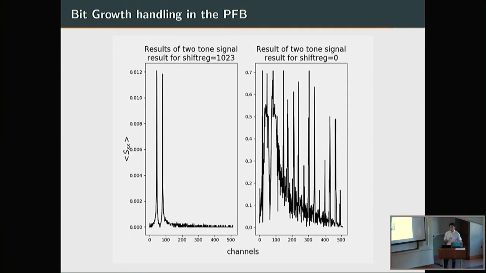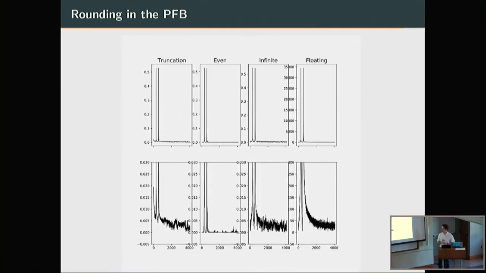Now, this is something to optimize for. You don't want to overshift, because you lose your noise and your signals in the noise. You don't want to undershift, because then you get something that looks like that. And once you get something that looks like that, it's sort of game over.